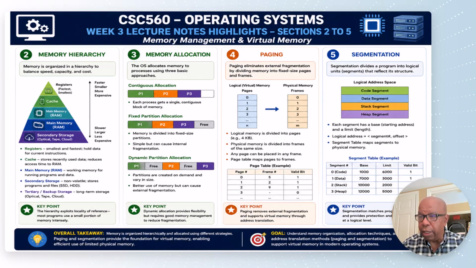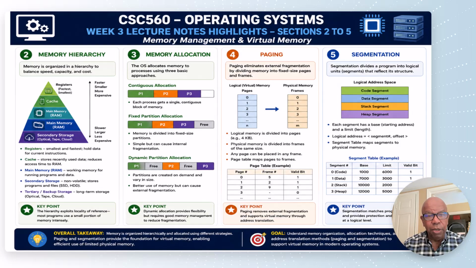Okay, memory allocation. Our operating system allocates memory to processes using 3 approaches. One is contiguous allocation. Every process gets a single continuous block of memory. Okay, so just for explanation purposes, let's say we're talking about 1 meg of memory. And so contiguous allocation says, I'm going to give process 1 1 meg of memory. I'm going to give process 2 1 meg of memory. I'm going to give process 3 1 meg of memory. Okay. Contiguous, each process gets a single continuous block of memory.